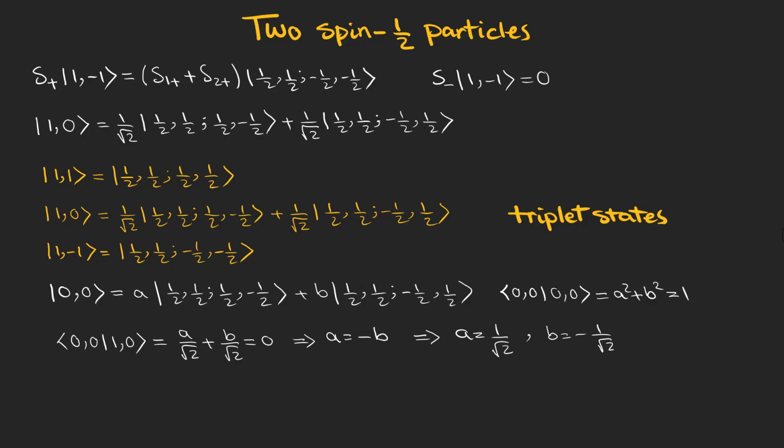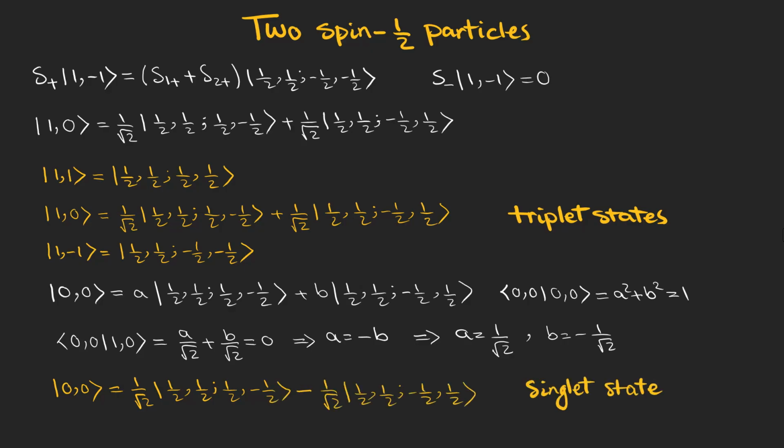And writing the orthogonality condition and considering the fact that a squared plus b squared is equal to 1, we can find a to be 1 over square root of 2 and b equal to minus 1 over root 2. Now we have all the coupled states, and the last one we have just found is called the singlet state.